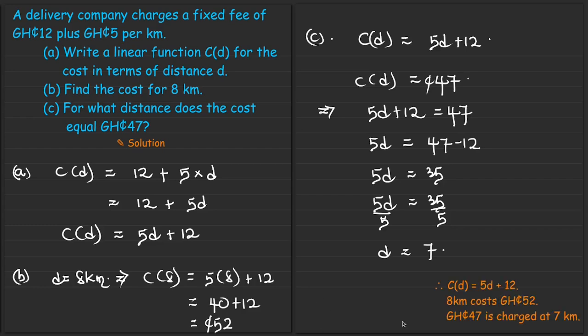So we can conclude by saying, therefore, the cost function is 5d plus 12. Then 8 kilometers costs 52 cedis, and 47 cedis is charged at 7 kilometers. So that is all for the set of questions we have for this session.